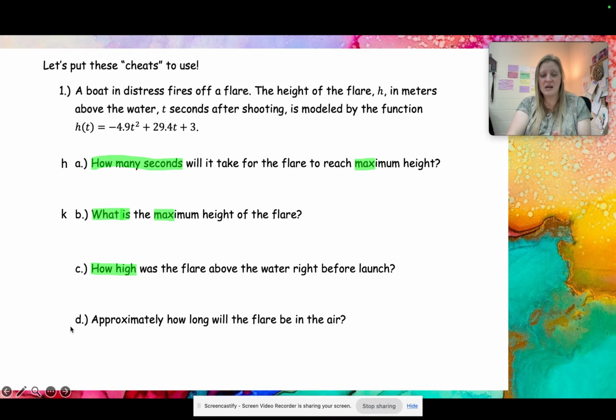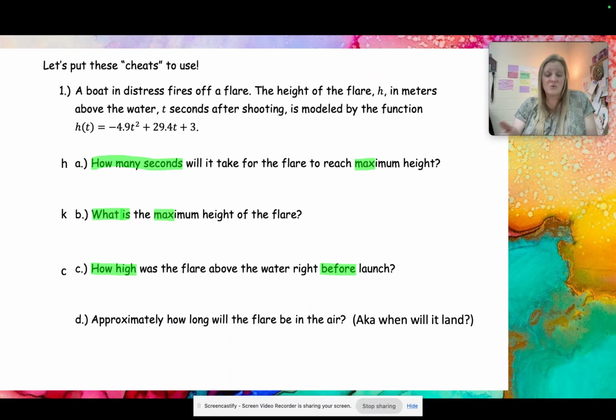Letter C, it says how high was it before launching. So the beginning height, the starting height, right? That would be before launch. That would be the starting height. That means y-intercept. And then letter D, it says how long would the flare be in the air. That's the same thing as saying when will it land, because once it lands, it's no longer in the air, so time would end. So the word land means equals 0. So you have to read between the lines. Being in the air is the same as being on the land, right, so that's the one we want to make equal to 0.